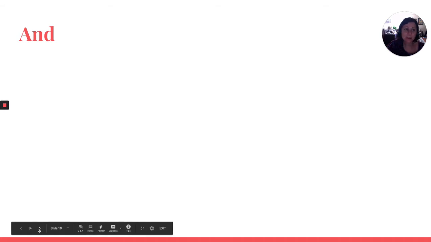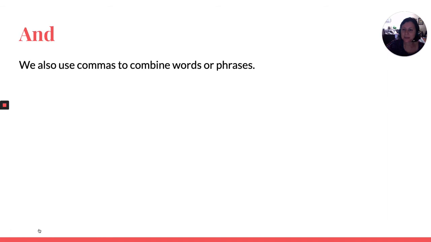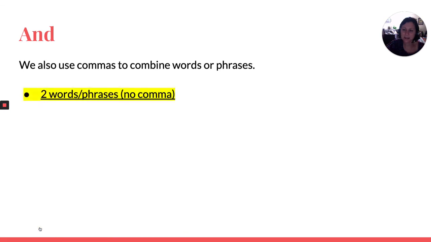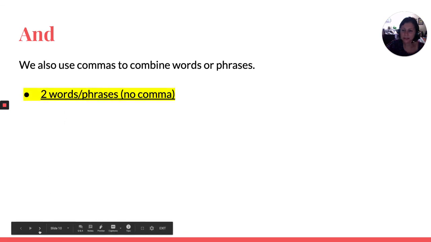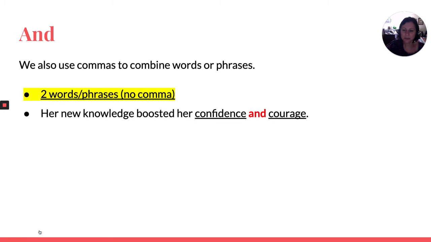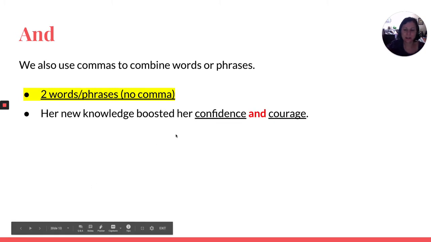I want to talk a little bit more about this word and. We use it a lot in English, and probably you use it a lot in other languages too. We use commas to combine words or phrases, not just sentences. When we have 2 words or phrases, you don't use a comma. Her new knowledge boosted or improved her confidence and courage. So I'm combining these 2 words with and. You don't need a comma here.